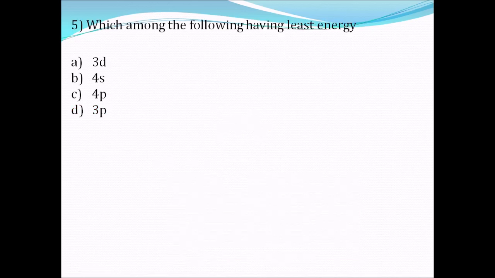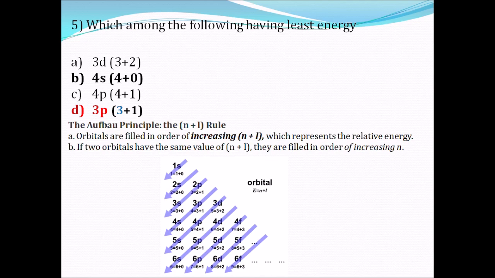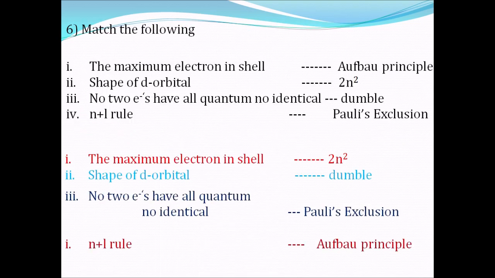Which among the following gives least energy? According to the n plus l rule, the 4s and 3p have the value of n plus l equal to 4, but due to 3p having the n value 3, 3p has least energy. Match the following. Here is the match the following. 2n square represents the maximum electrons in the shell. The shape of the d orbital is dumbbell, and Pauli's principle says that no two electrons have all quantum numbers identical, and according to the Aufbau principle we have to follow the n plus l rule.